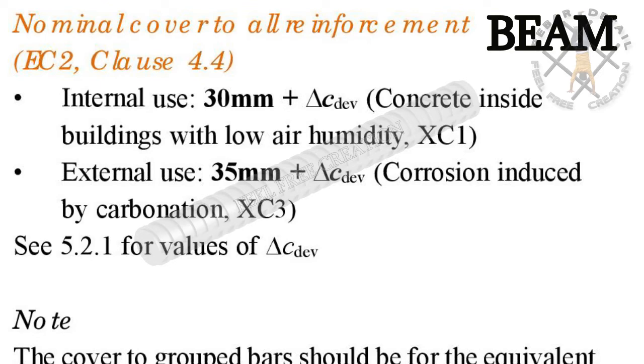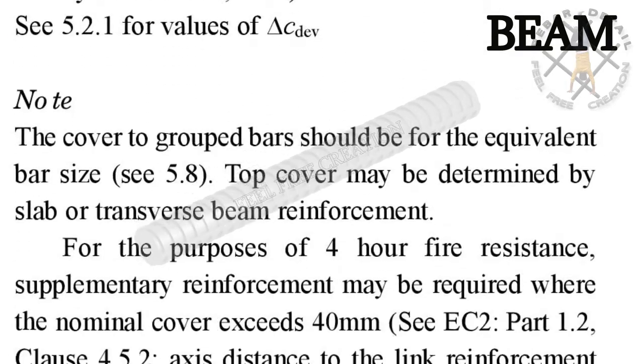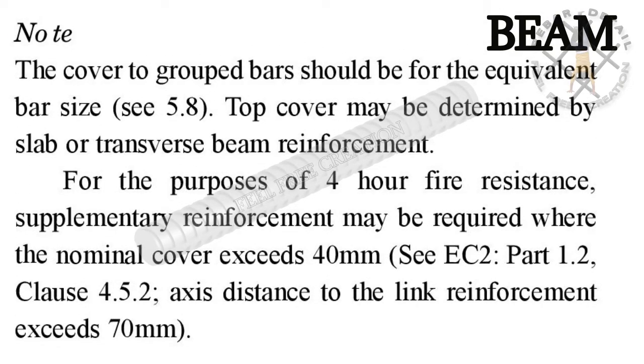Nominal cover for beams. Internal use, 30 mm and deviation, concrete inside buildings with low air humidity, XC1. External use, 35 mm plus deviation, corrosion induced by carbonation, XC3. Note: the cover to grouped bars should be for the equivalent bar size. Top cover may be determined by slab or transverse beam reinforcement. For the purposes of 4-hour fire resistance, supplementary reinforcement may be required where the nominal cover exceeds 40 mm.